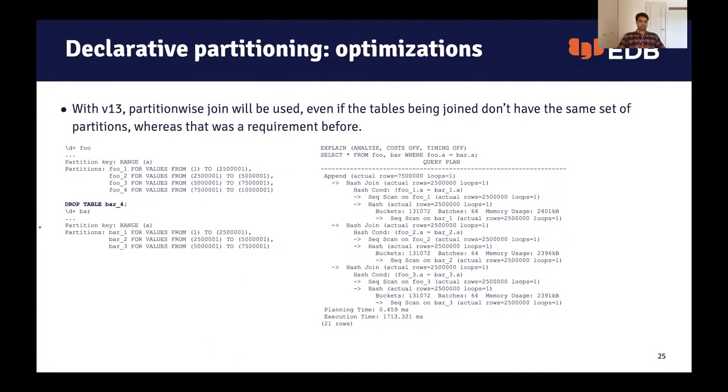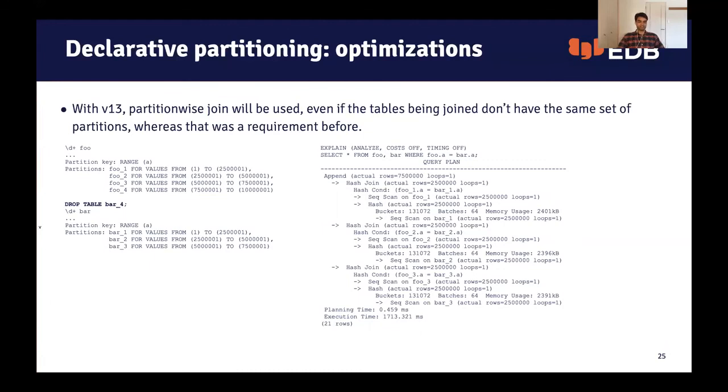But there was a limitation of partition-wise joins: they can only be executed if the tables have the same number of partitions and their bounds match exactly. So it can be a too strict requirement. In version 13, this restriction is no longer present.